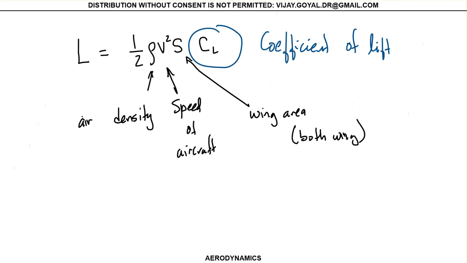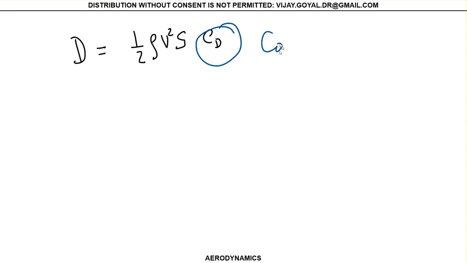Similarly, we could have the same thing with the drag. Drag is nothing else than D is equal to 1/2 rho V squared S times CD, and this is the coefficient of drag. Okay, and these properties are the same as before.